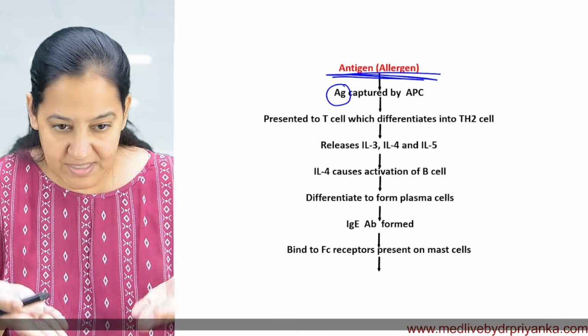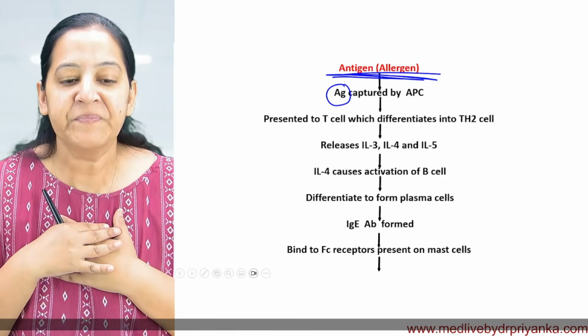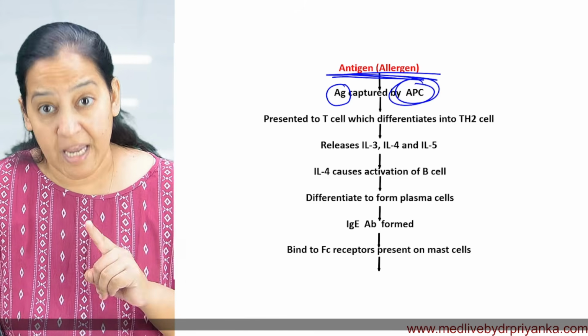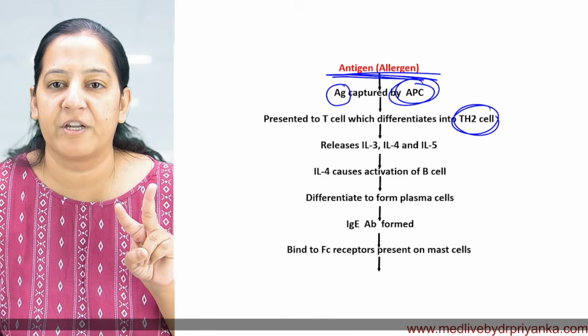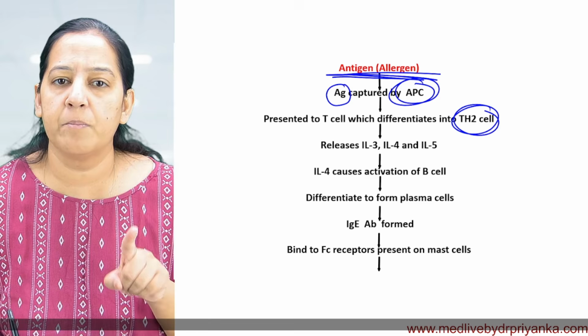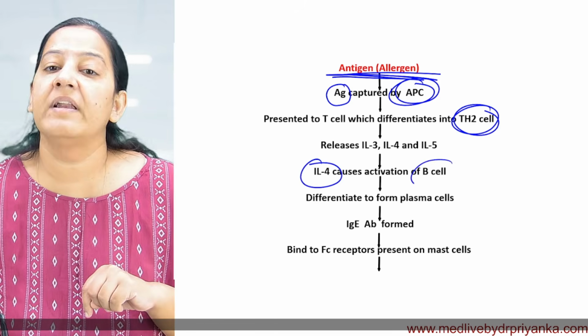As soon as it enters the human body, suppose I'm inhaling it, it is captured by APC. APC will process it, degrade it, and present it to the next cell. The second cell is helper Th2. Helper Th2 secretes many cytokines, but the most important is interleukin 4. Interleukin 4 will activate the B lymphocyte.